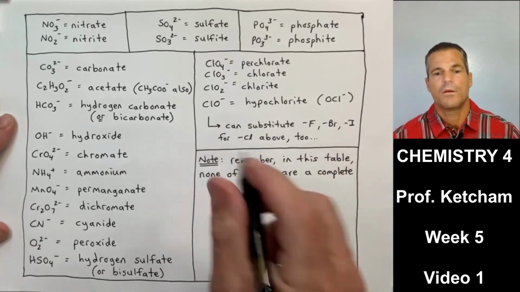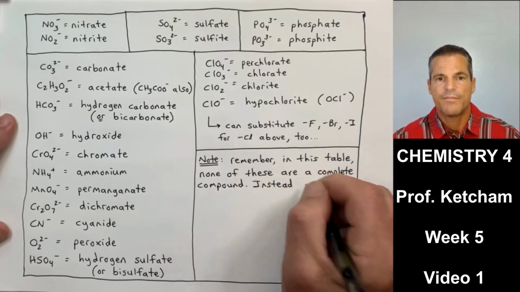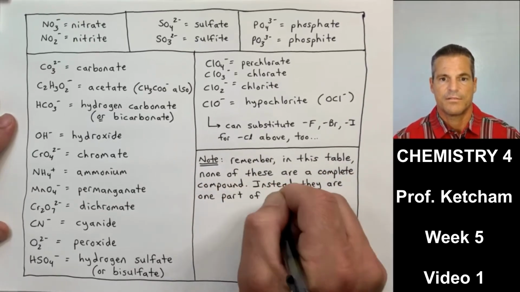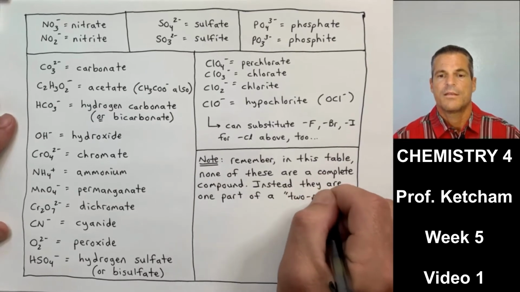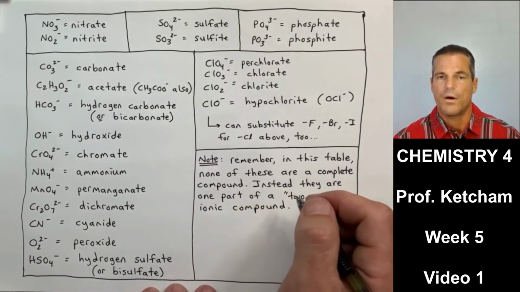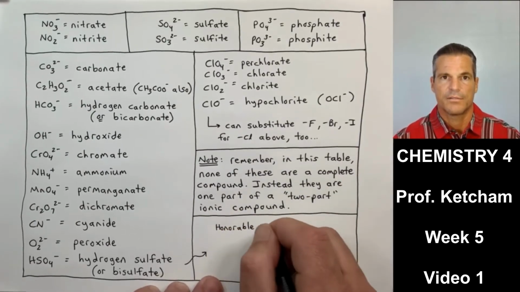Now remember, none of the ions in this table are a complete compound. Instead, they are 1 part of a 2-part ionic compound. All right.